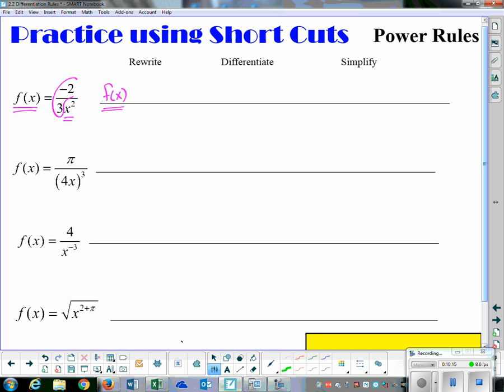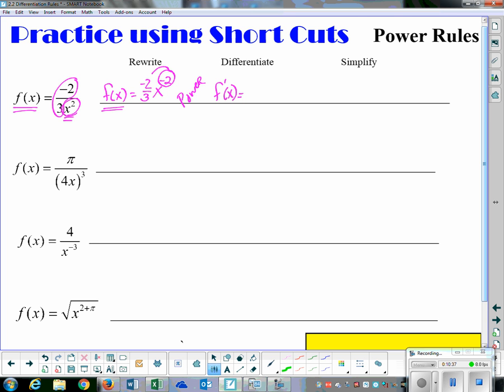I'm simply working with the original function f of x. Negative 2/3 is a multiplier, so I'll have negative 2/3 and then x to the negative 2, bringing this term back up to the top using a negative exponent. Now we're ready to use the power rule. So we'll use the power rule to take the derivative. F prime of x now, because we are doing the derivative.